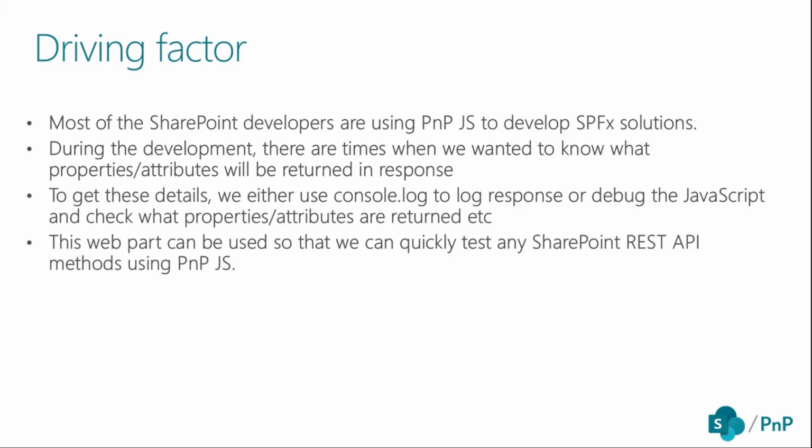And typically what we do is we either use console.log or debug the JavaScript, we write some lines of code and see what attributes are given, what names are there, like internal names of the columns and everything. And then maybe we go back to our code and change something. So this was one of the most driving factors, wherein I wanted to build something from which I can quickly test a PnPjs method and see what output or response it is giving us.